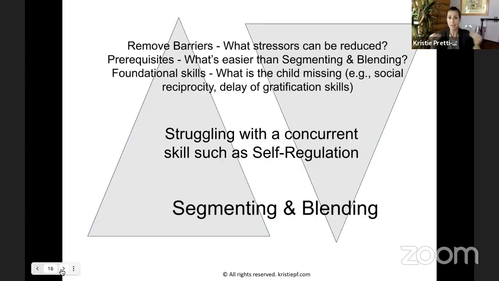Same example, segmenting and blending. We said, get my big idea glossary. I understand what segmenting and blending is. My team goes, I've noticed some kids are struggling with a related or concurrent skill of self-regulation. Or I get all the way to the top and I say, yep, what stressors can I remove or reduce? What's easier than segmenting and blending? Or what's a foundational skill that the child may need that will enhance their ability to do segmenting and blending without so much fuss? And so that's how it goes.